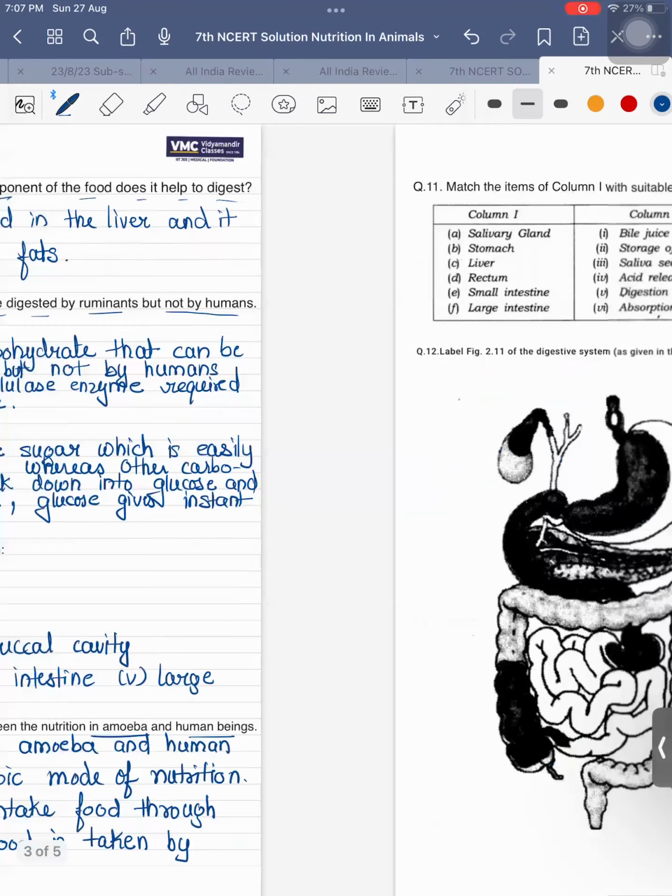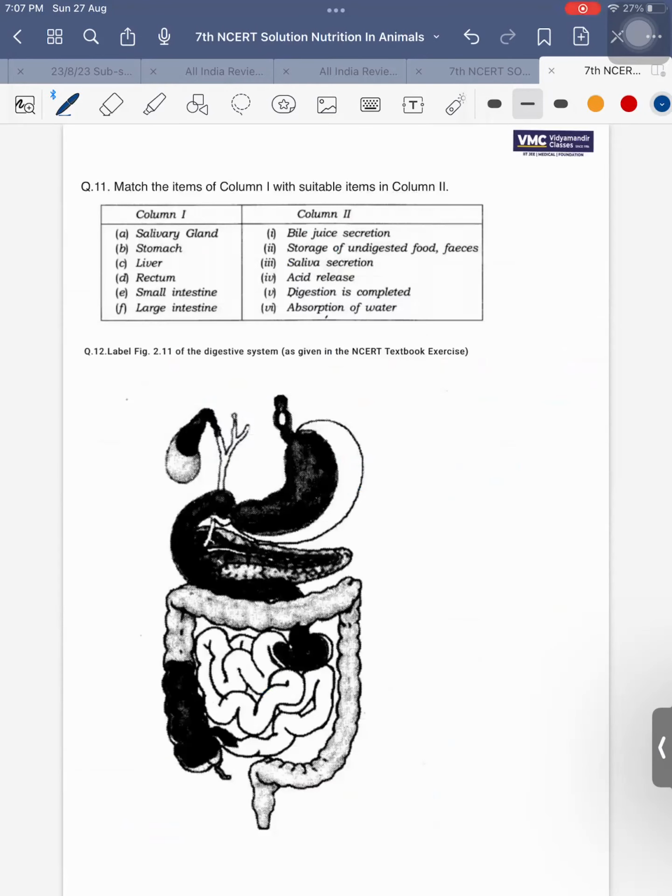Next one, match the following. Start with the first one, salivary gland. It secretes saliva. Stomach releases acid. Liver, bile juice secretion. Rectum stores undigested food. Small intestine, digestion is complete. Large intestine, absorption of water.